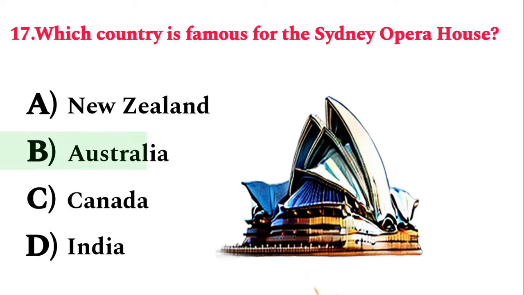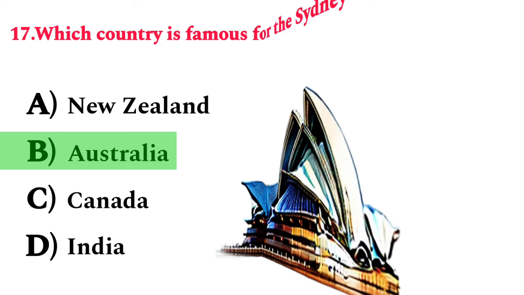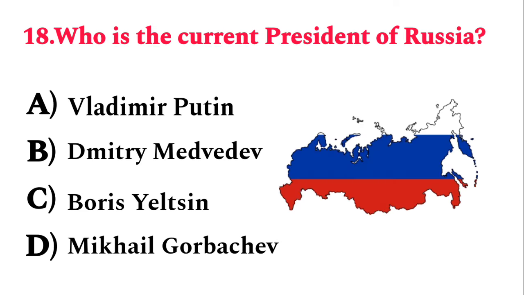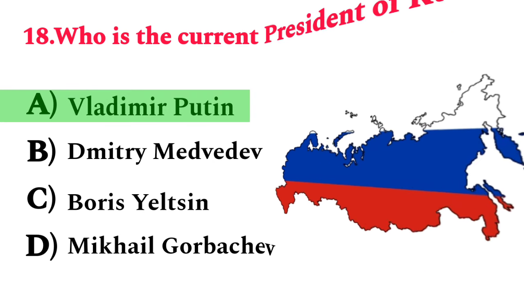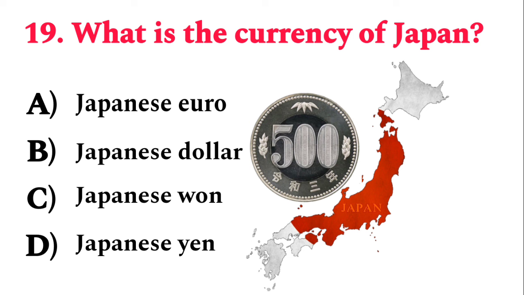Correct answer option B, Australia. Question number 18, who is the current president of Russia? Correct answer option A, Vladimir Putin. Question number 19, what is the currency of Japan?